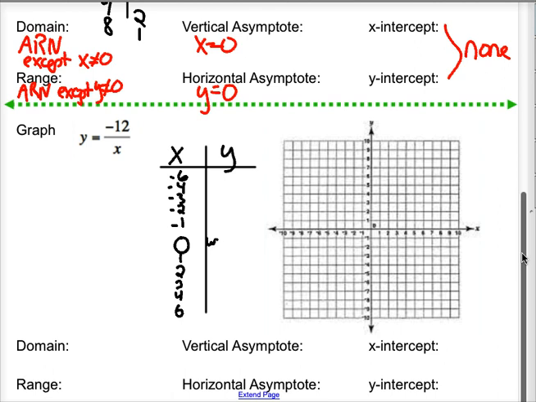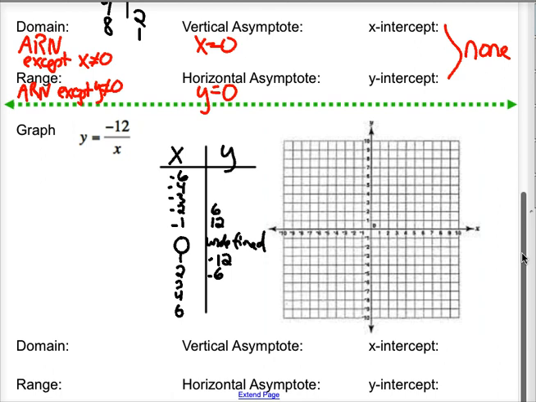So, it's undefined at 0. Again, we can't divide by 0. Now, -12 divided by 1 is going to stay -12, but -12 divided by -1, negative divided by negative, will become positive. -12 divided by 2 will give me a -6, but when divided by -2, it'll give me a +6.